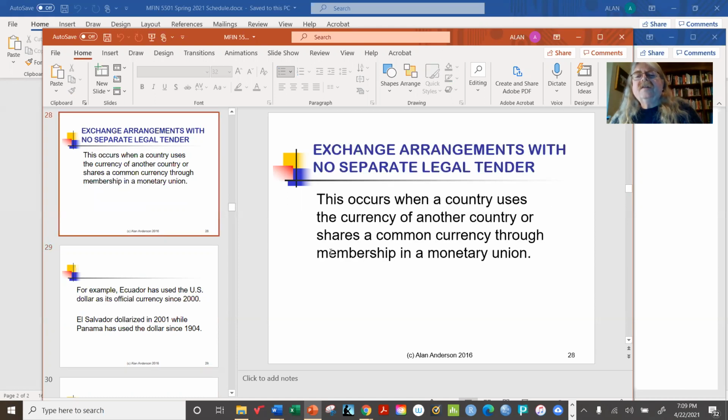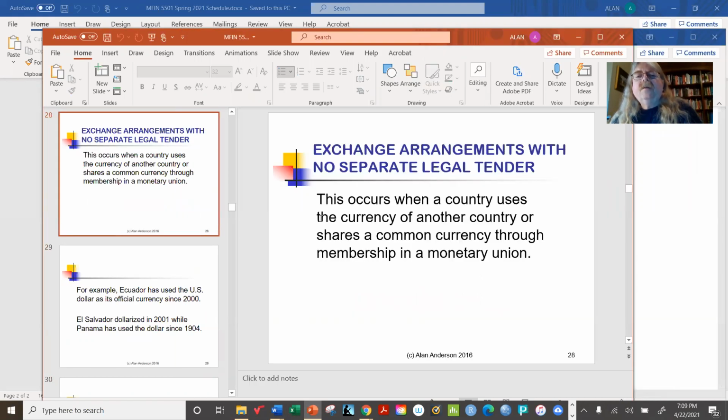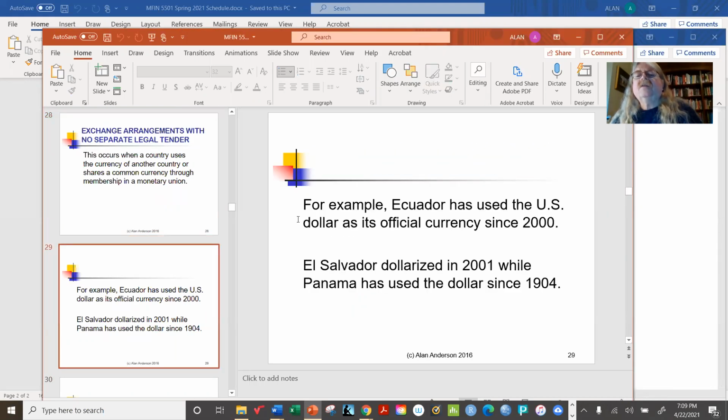So we've already briefly discussed dollarization. You'll recall we watched the video about Ecuador, but we also have a few other countries that have dollarized, such as El Salvador and Panama. Now, the one thing these countries have in common is that they're all fairly small economies, and they also do a large percentage of their trade with the United States.